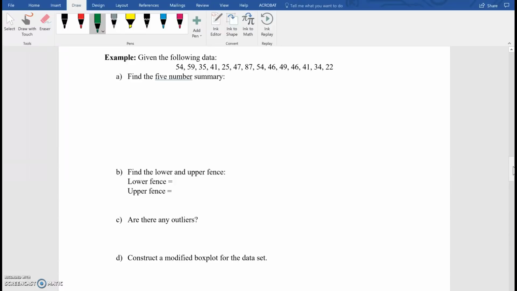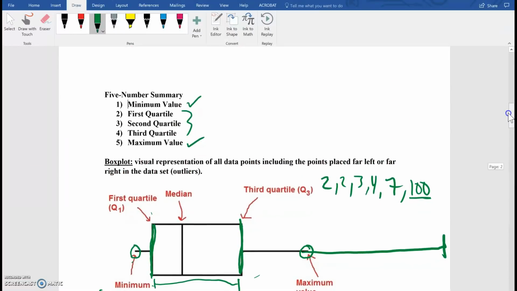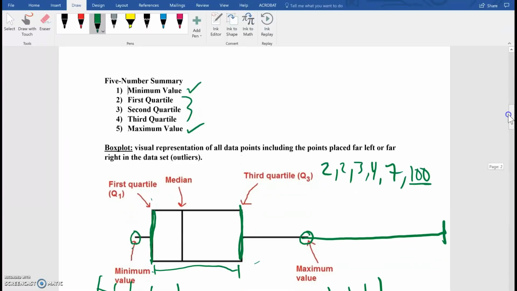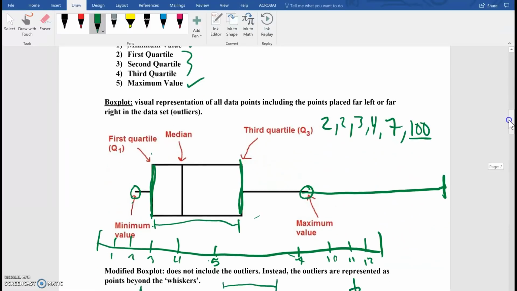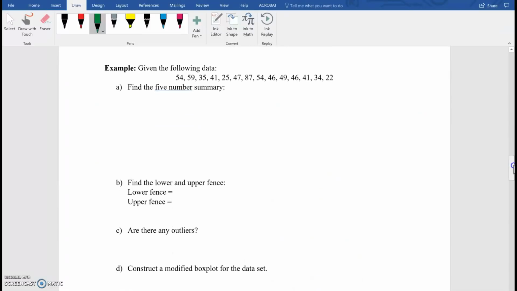Okay, so remember, let's go back. What is the 5-number summary? Well, I need to figure out what the minimum, the first quartile, the second quartile, the third quartile, and the maximum value are. I'm going to first put them in order, because I need to make sure that it goes from lowest to highest. One thing that I can do is just use my calculator and try to calculate it that way, but I'm not going to do it, and you'll see why right now.